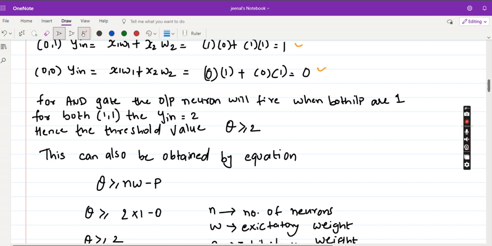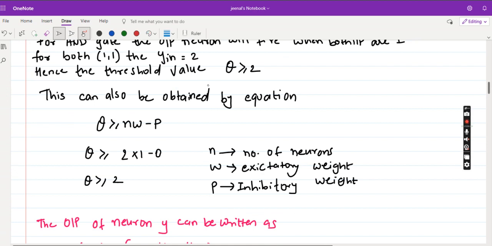The same thing I can also obtain by the McCulloch-Pitts neuron equation, which is given by theta greater than or equal to nw minus p. N is the number of neurons. We have two input neurons. W is the excitatory weight, that is the positive weight, and p is the inhibitory weight, which is a negative weight. So since we do not have any negative weight, the value is going to be 0. So theta comes out greater than or equal to 2.